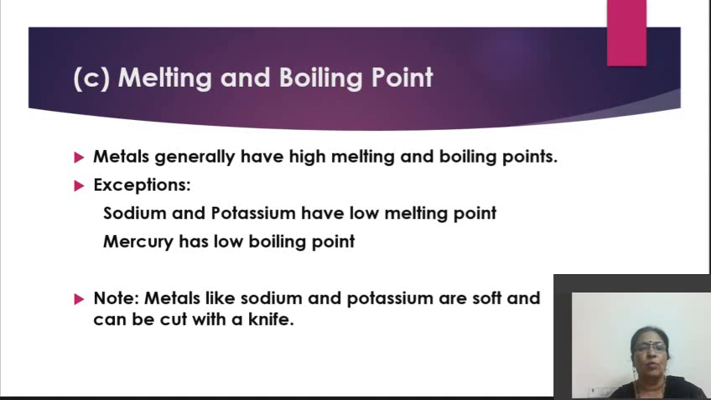Mercury has low boiling point, as we have discussed that mercury is a metal which exists in liquid state. So we cannot say that it has a melting point. So mercury has a low boiling point. So remember, metals generally have high melting and boiling points.